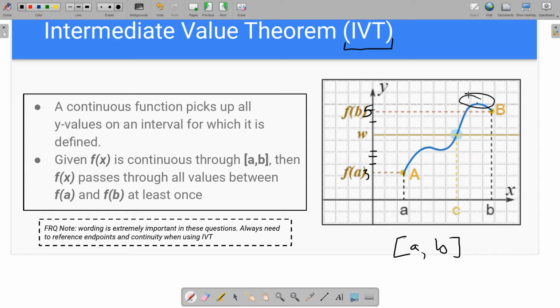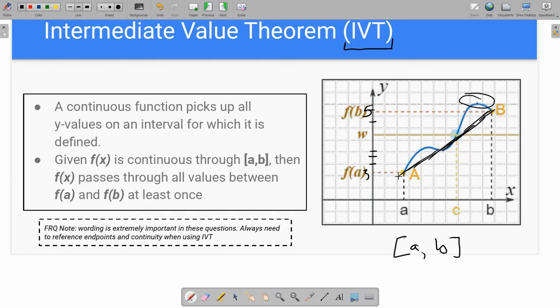That's just a quirk of this specific example here. However, that's not guaranteed. That's not something that you can say using IVT. The only thing that IVT says is that all values will be picked up on a continuous function between the endpoints, because we can boil a function down to just a straight line between a and b. And on a straight line between a and b, we will, of course, pick up all values.